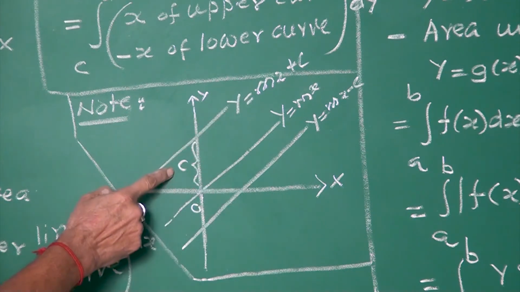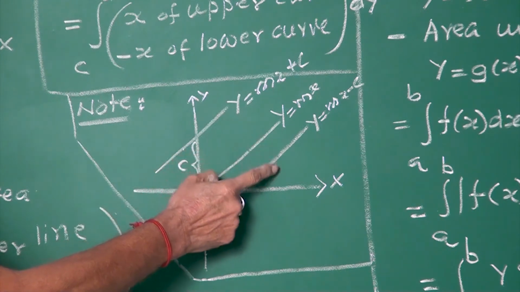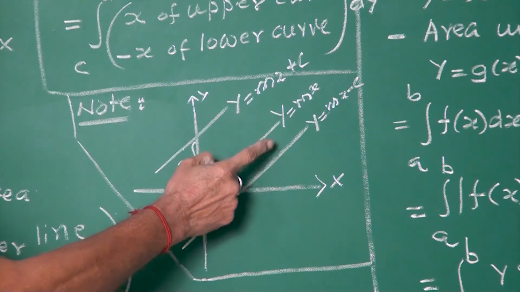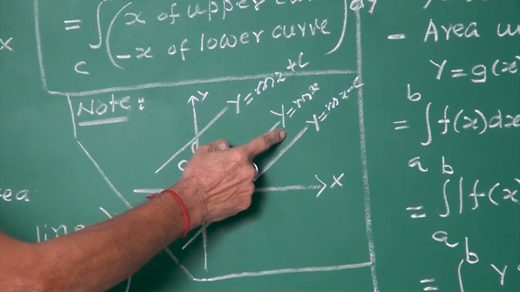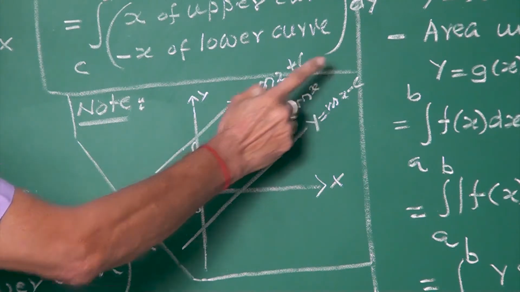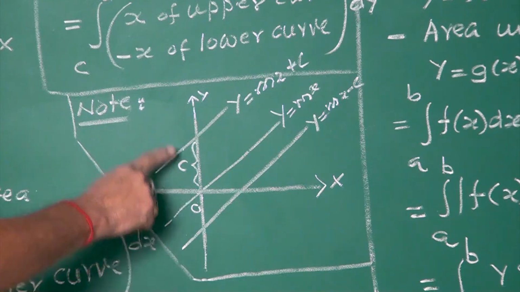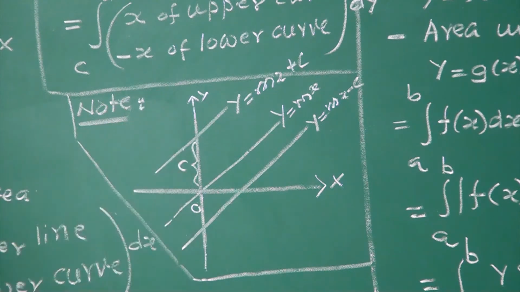Through origin, c is zero. C is positive, c is zero, c is negative. My friends, most of the time we get an equation of a line which is free from what? Constant. Then it is a line that passes through the origin. This is one result, my friends.